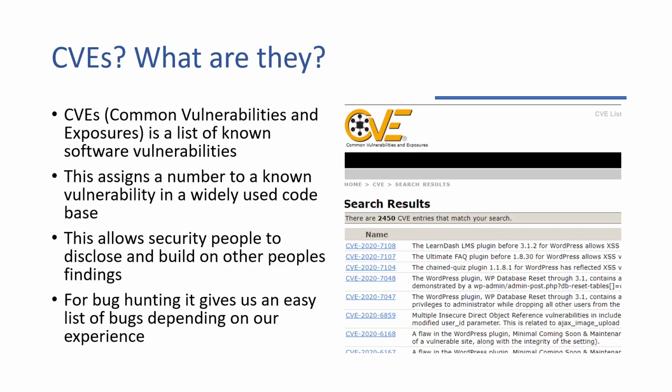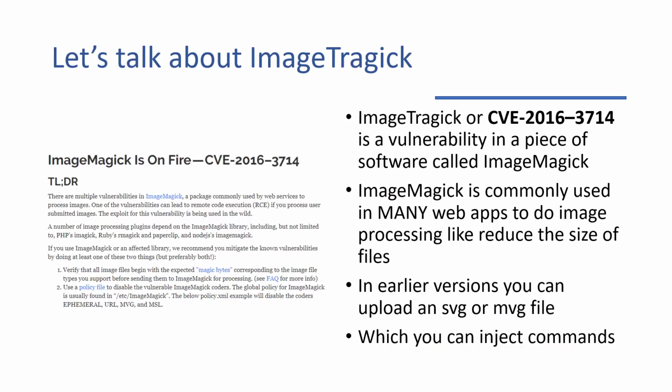However, as we'll see, just because we know what the bug is and we know it's there doesn't mean we're able to exploit it. Okay, so let's talk about ImageTragick. ImageTragick, or CVE-2016-3714, is a vulnerability in a piece of software called ImageMagick.